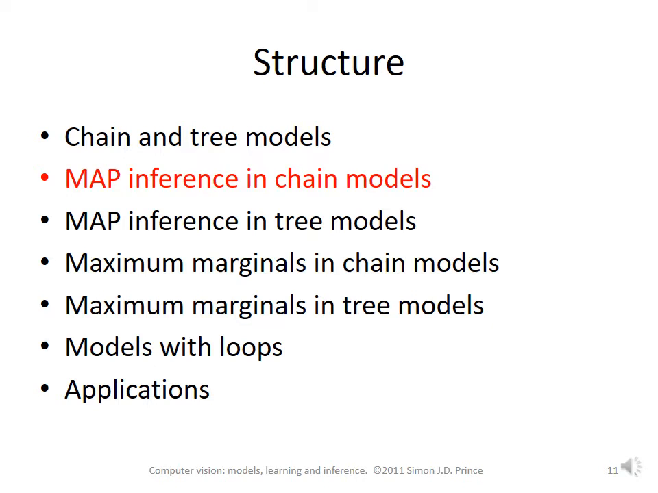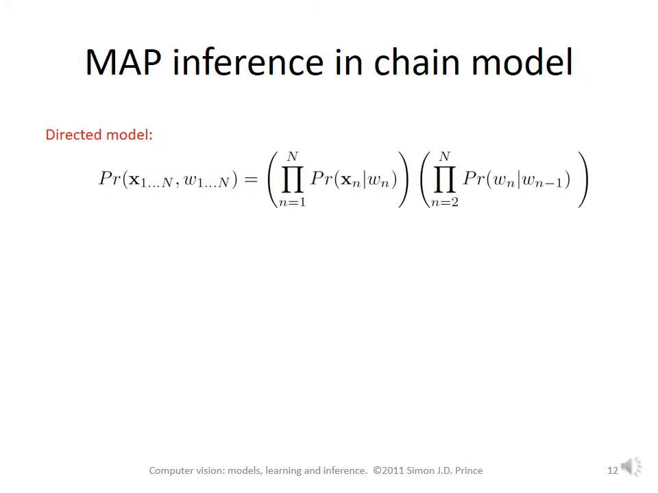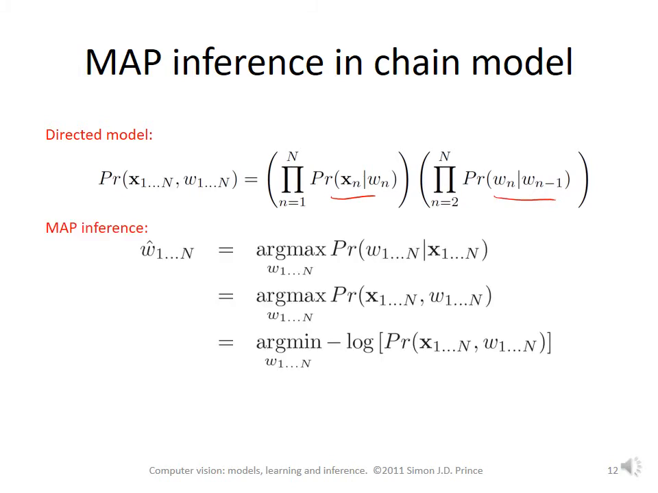Now we're ready to start doing MAP inference for the chain model. We'll see in a moment after this that the tree model is actually remarkably similar, and so it'll just be a straightforward extension. Now, in our directed graphical model, we've already said that the joint probability is going to be factorized as a product of probabilities for the data likelihood and the world state compatibilities.